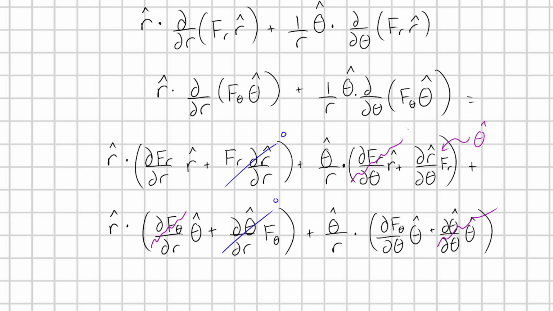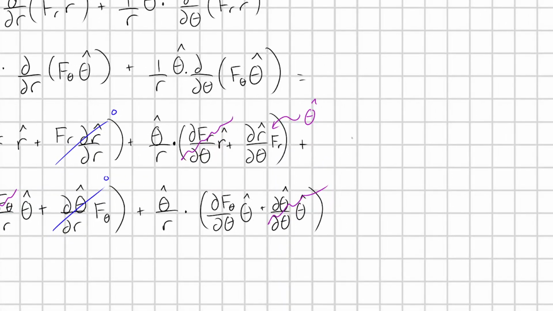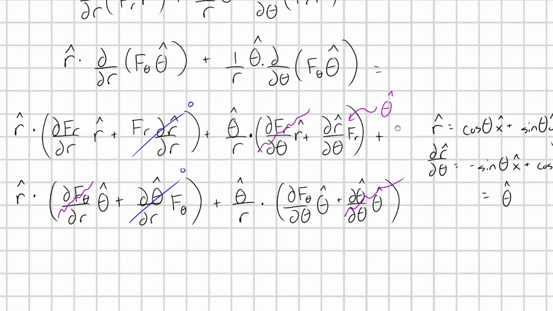Okay, let's go ahead and explicitly calculate out what dr hat d theta is, just for a little bit more practice. So I know that r hat is equal to cos theta x hat plus sine theta y hat, and therefore dr hat d theta is going to be equal to minus sine theta x hat plus cos theta y hat. Oh, okay, or in other words, this is just exactly theta hat. Perfect. I knew that it would have something to do with theta hat. Now we can see it's precisely theta hat.